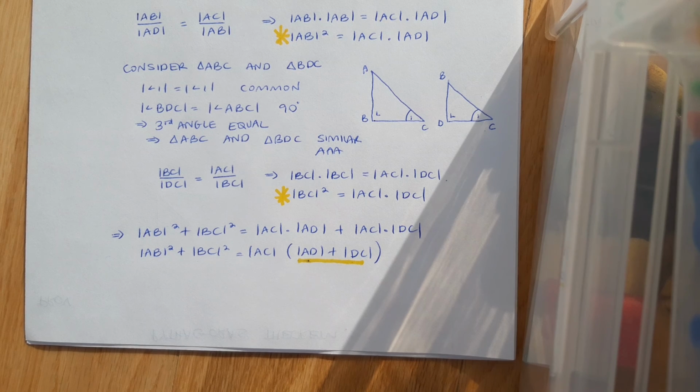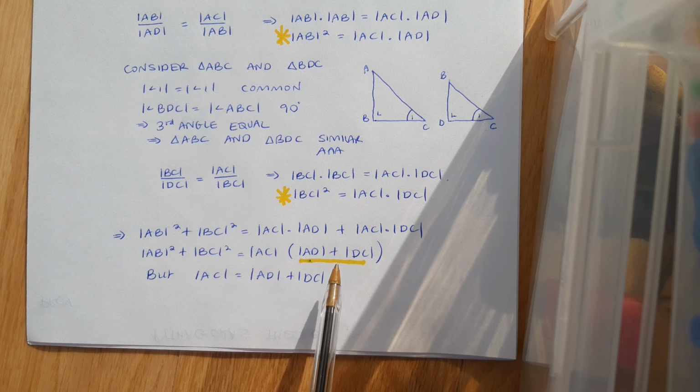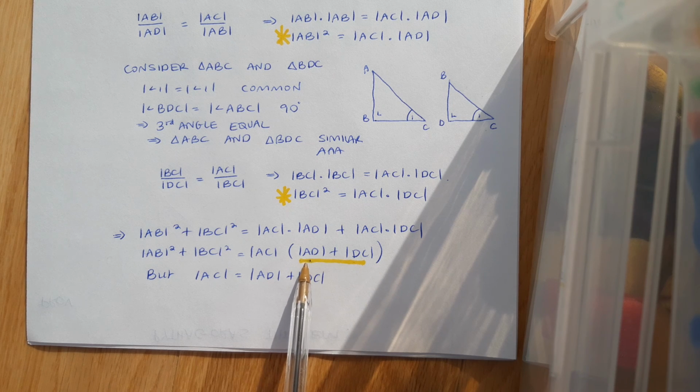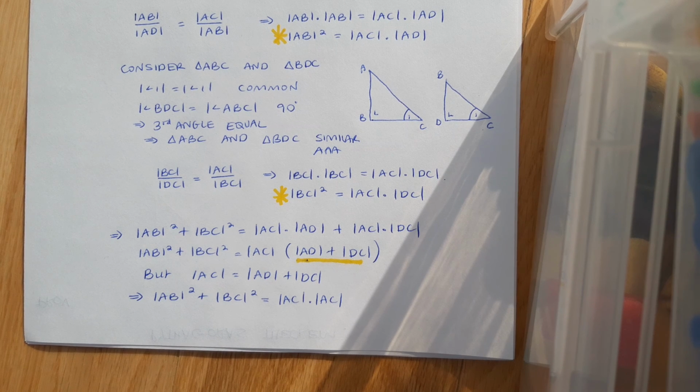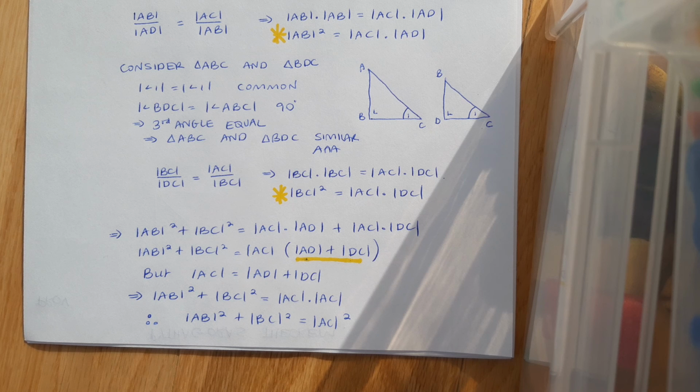But first I'll just make a note of that in my proof. So I've just made a note of the fact that AC equals AD plus DC. And now that's going to allow me to replace this bracket AD plus DC here. So that's going to end up giving me AC by AC. But of course I know that AC by AC is AC squared. So now I have the statement that I required: AB squared plus BC squared equals AC squared. And at the end then I can write QED if I like, just to show that I'm finished. And that is Pythagoras theorem proved.